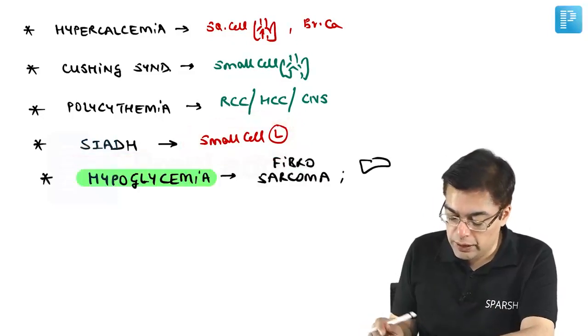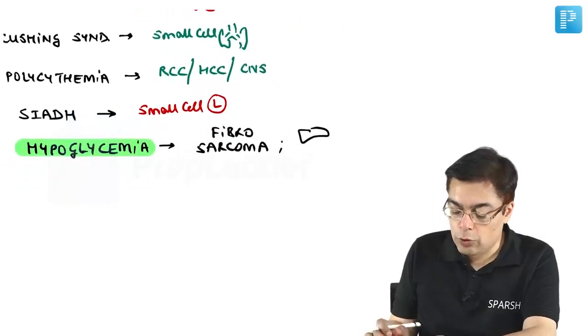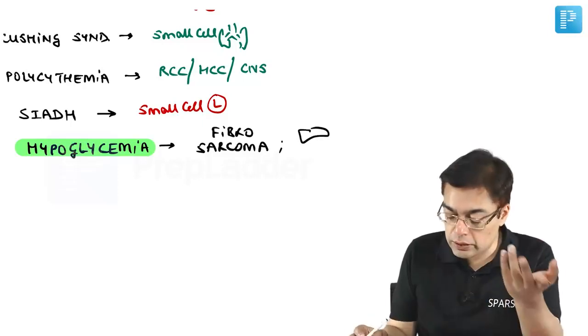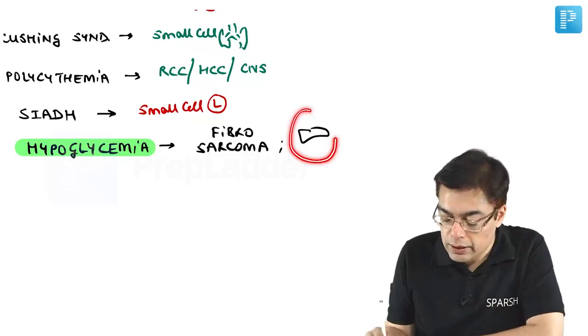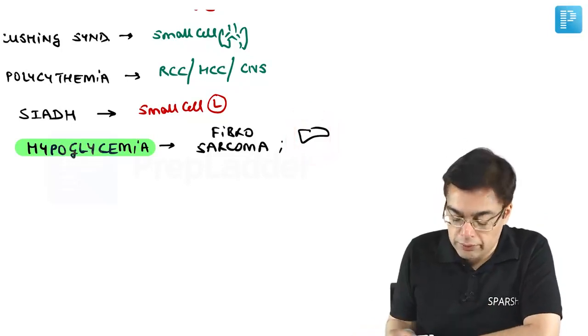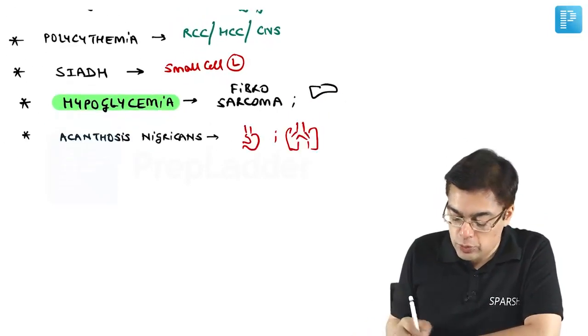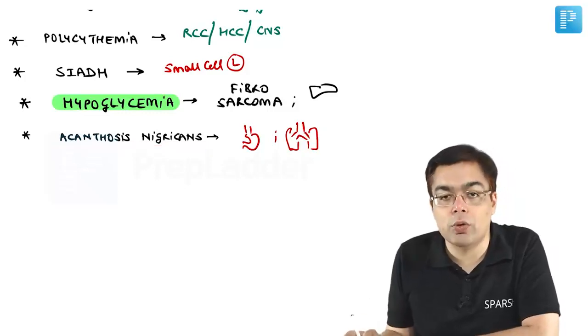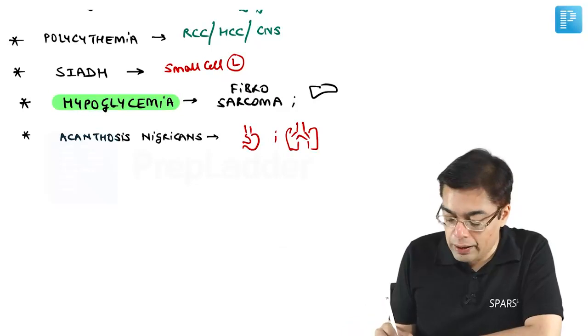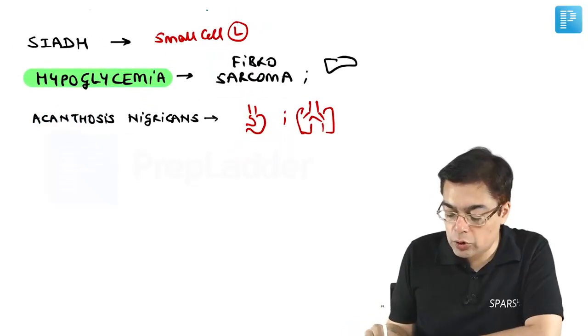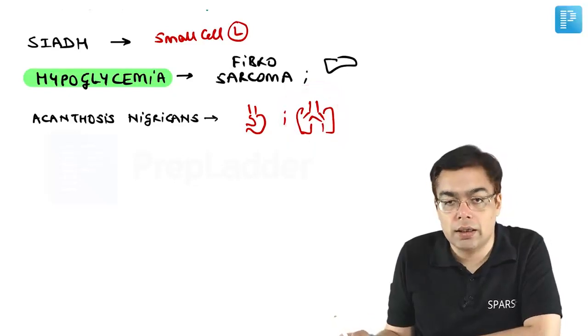The fifth one that we need to have an idea of is hypoglycemia, slightly forgotten more frequently in the exams, but the cause is fibrosarcoma, mesenchymal tumors, as well as certain hepatic tumors have also been implicated in the development of hypoglycemia. The next one happens to be acanthosis nigricans, wherein you would find the individuals have hyperpigmentation attributed to the release of factors from stomach cancers and the tumor cells in a patient suffering from lung cancer.